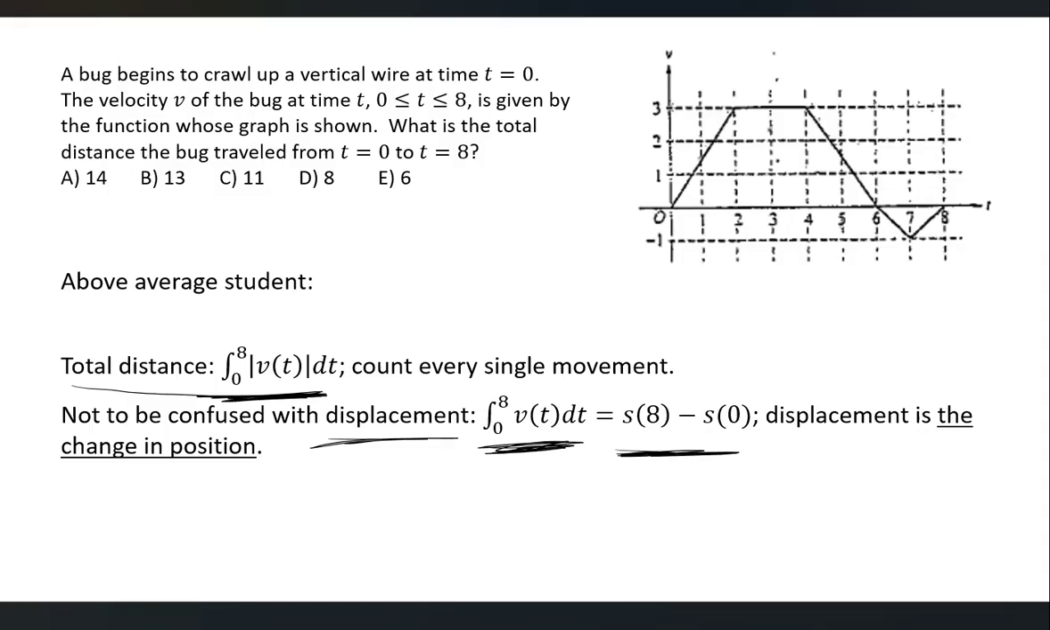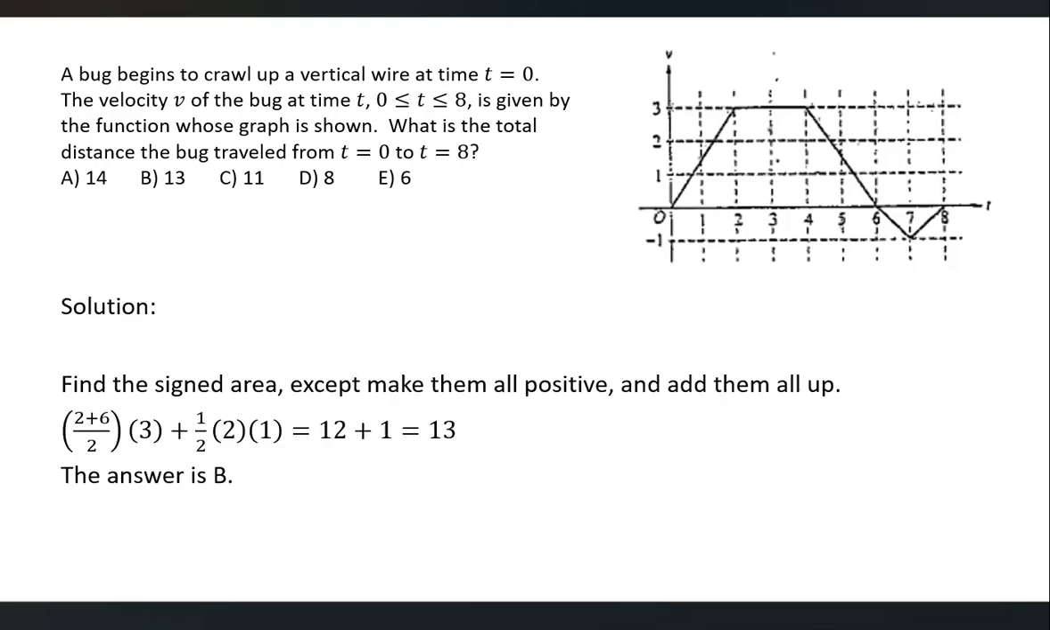Total distance traveled includes all movements. Displacement is just relative, relative from where you started, how much you moved. Versus total distance, where you count any forward movement and any backward movement as well. Okay, so with that understood, because we want the integral of the absolute value of velocity, we want to find the area under the curve, and any negative area we just make positive, okay? So the answer is B. I'll let you pause and read through the slide yourself if you need to, okay?